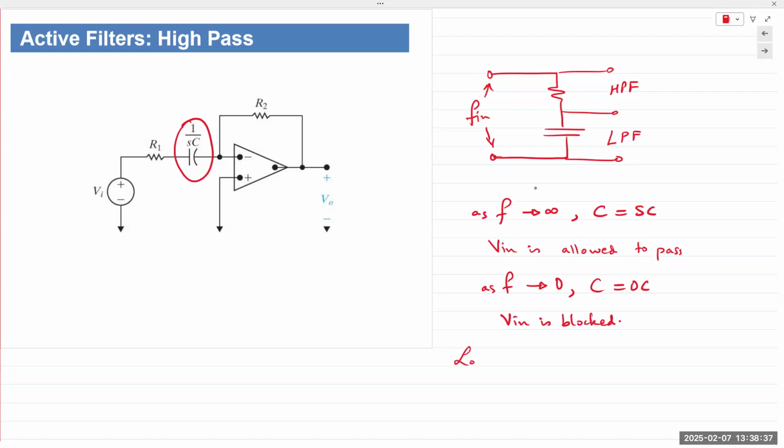Hence, low frequencies are blocked. High frequencies are passed through. Hence, high pass filter. It functions as a high pass filter. Okay.